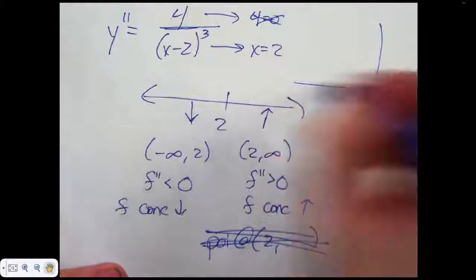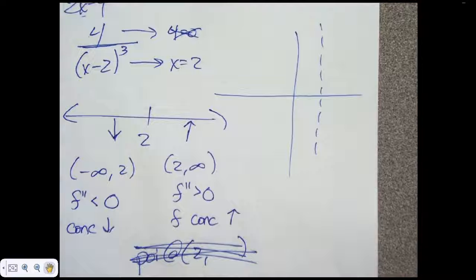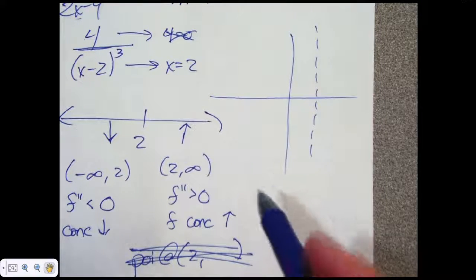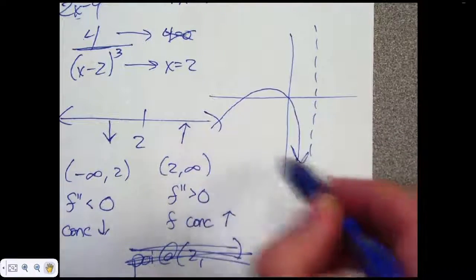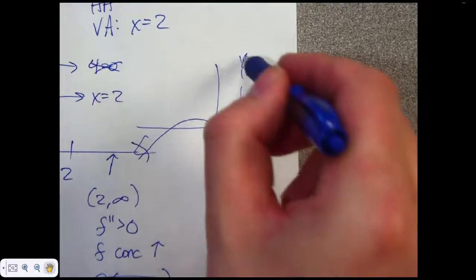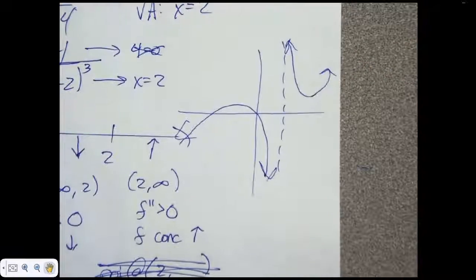So this one, I don't know exactly what it was. Let's grab it. Concave down here, like that, and then concave up here. So there's not a single point where that switch happens. It happens around an asymptote. There's like a wall there.